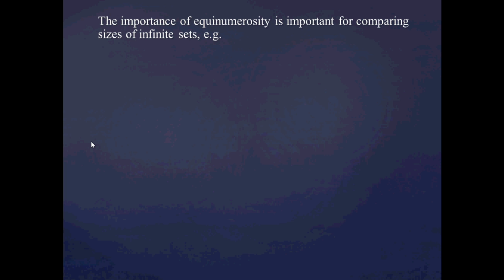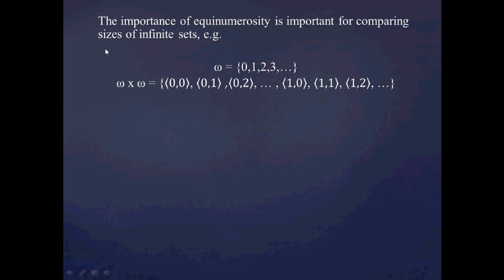At this point, I'd like to give you the first application of equinumerosity for infinite sets. Now, what I'm going to do is consider two sets. First, omega, the set of natural numbers, 0, 1, 2, 3, and so on. And now, omega times omega, the Cartesian product, which is going to consist of ordered pairs.